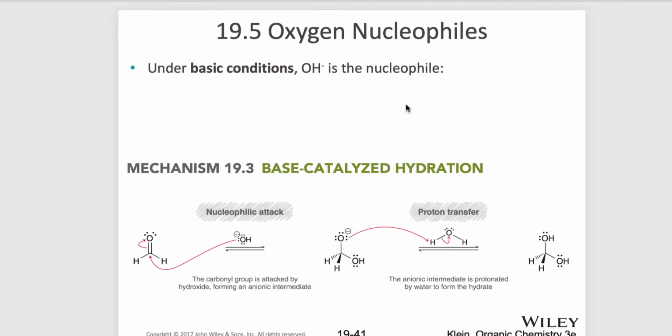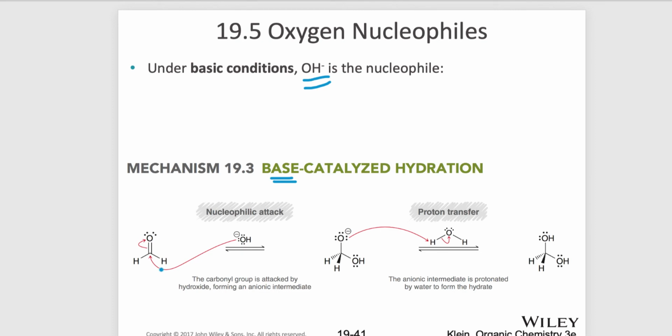Now, oxygen nucleophiles, when we look at basic conditions, it means that we have hydroxyl anion. So that's OH minus. Please note that in basic conditions, we cannot tolerate acidic components in there. They will not exist. And I'll have another slide to actually address this. Here in this base catalyzed hydration, hydration means net addition of H2O.